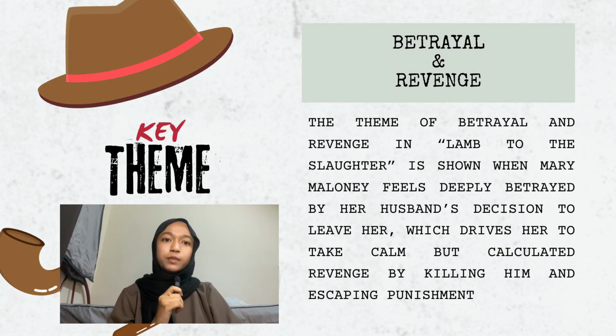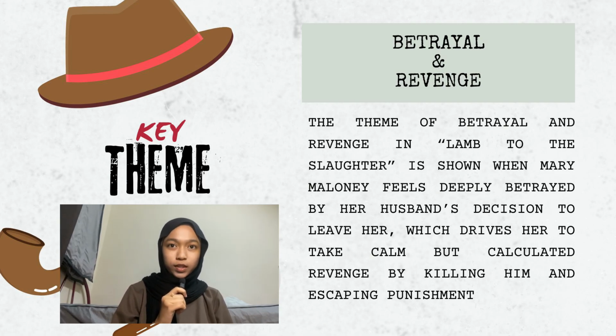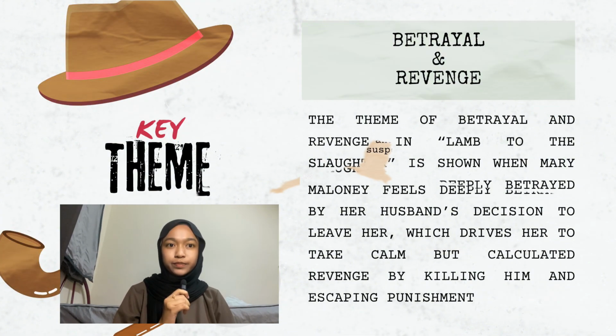Next is the theme, which is betrayal and revenge. The theme of betrayal and revenge in Lamb to the Slaughter is shown when Mary Maloney feels deeply betrayed by her husband's decision to leave her. Because of this betrayal, she is driven to take revenge. However, instead of panicking, she stays calm and calculated, which leads her to kill him and successfully escape punishment.